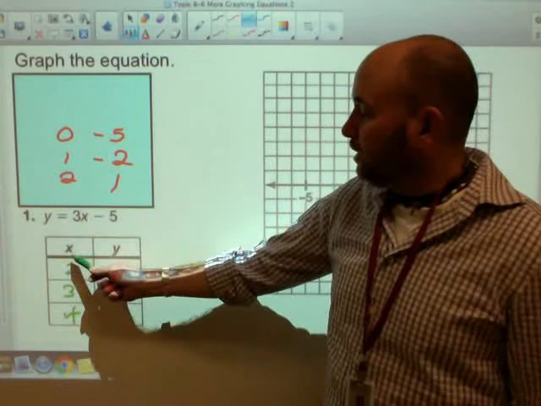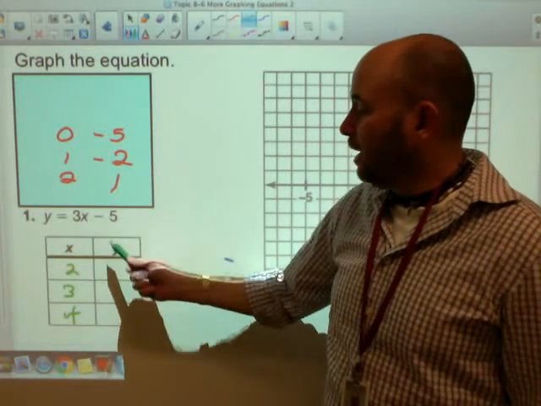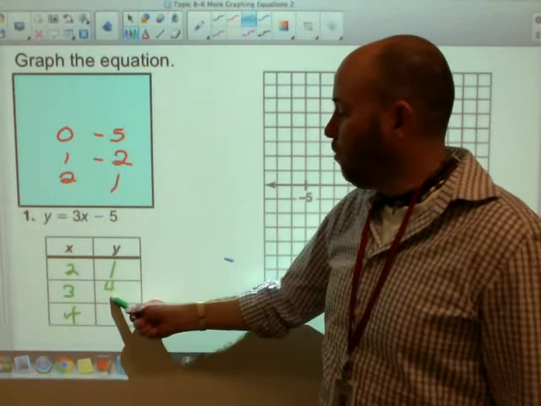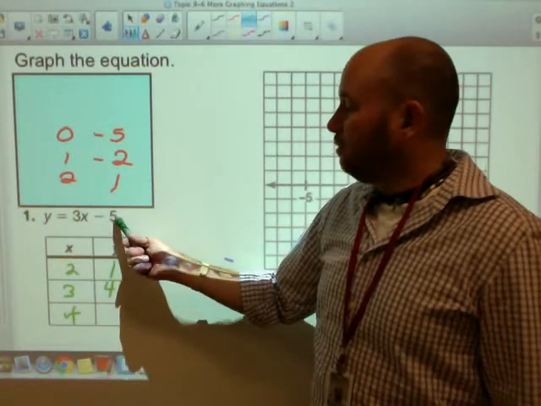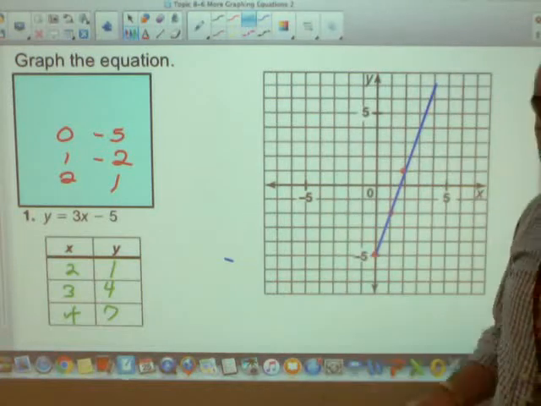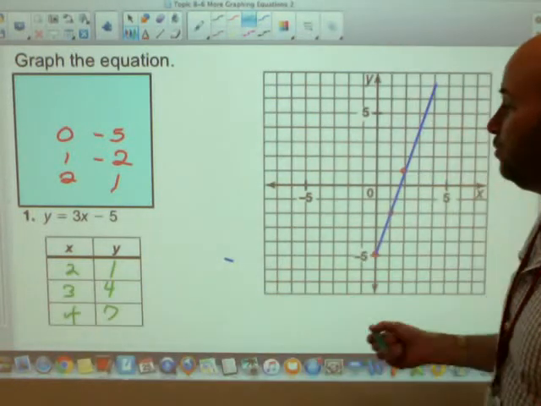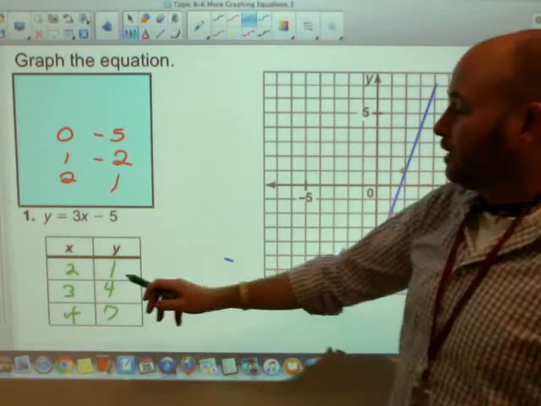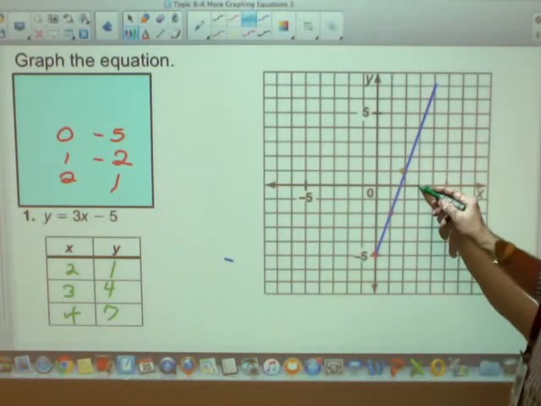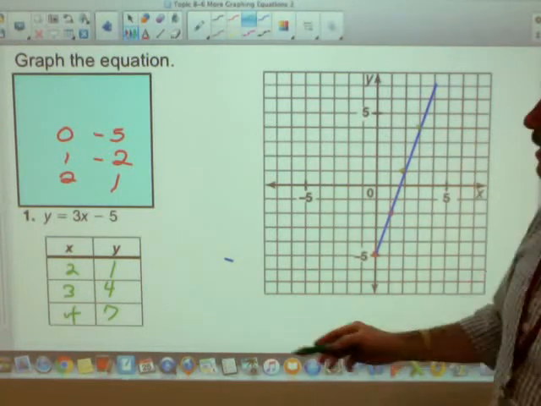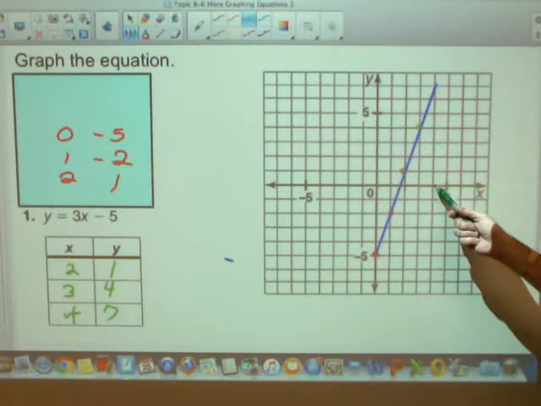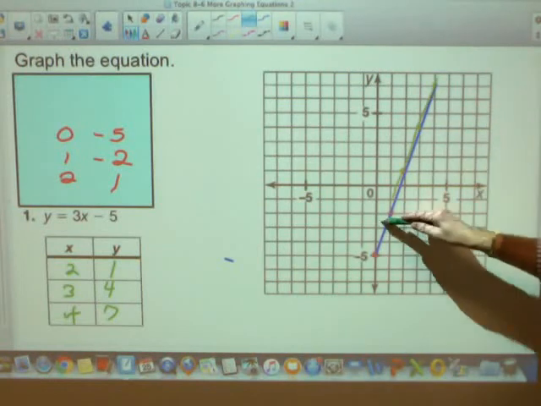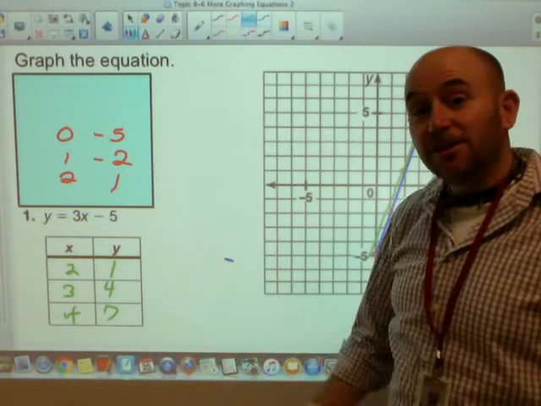So if I did 3 times 2, that is 6, minus 5 is 1. 3 times 3 is 9, minus 5 is 4. 3 times 4 is 12, minus 5 is 7. Now watch what happens when I use these points, okay? 2, 1. So I'm going to come over here, 2, 1. Then I'm going to come over here, 3, 4. Then I'm going to come over here, 4, 7. And isn't it interesting that those points are right there on that line, even if you chose different numbers?